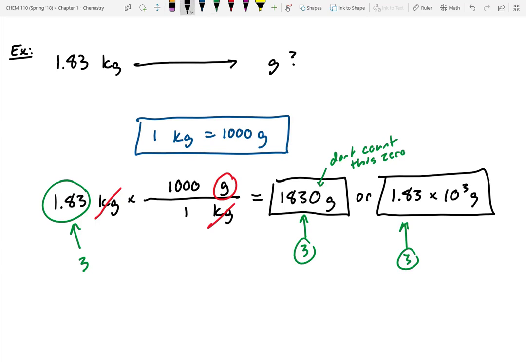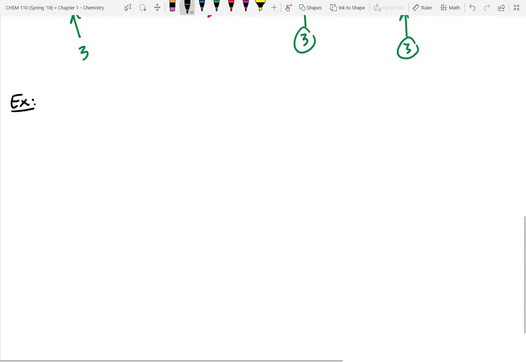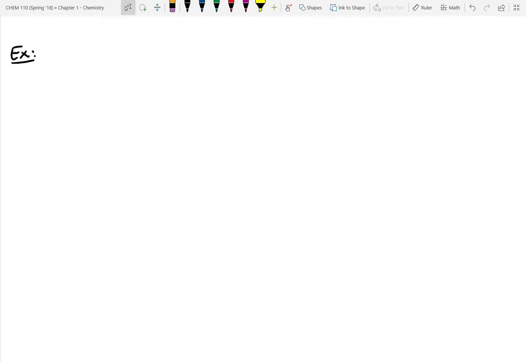All right, let's do another one. This one's going to be harder. I'm going to share with you some personal information. I am 162 pounds on a good day. What do I weigh in grams? And I'll give you a hint. The conversion factor is 1 pound is equal to 454 grams.